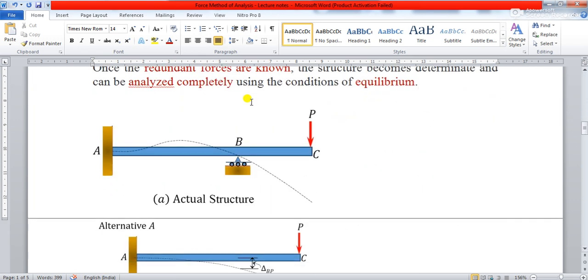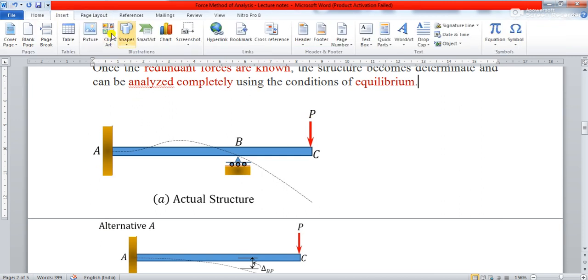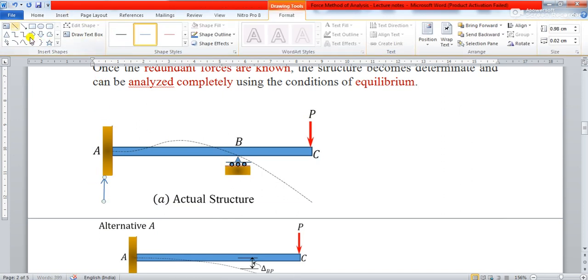So in this structure, if you want to consider the redundant, what are the forces? You should be able to tell it. Very simple. So here is one force, okay, and then there is another horizontal component force here. Then you have another vertical force over here.